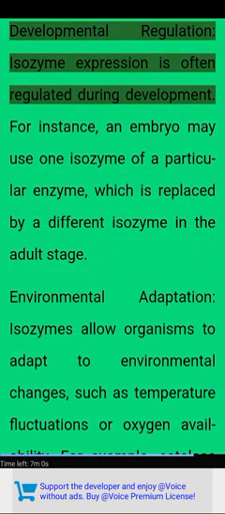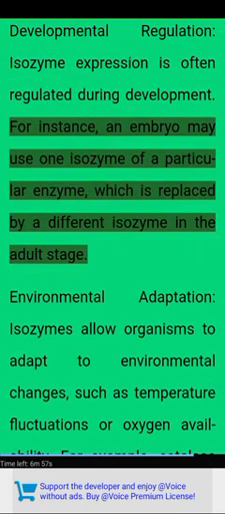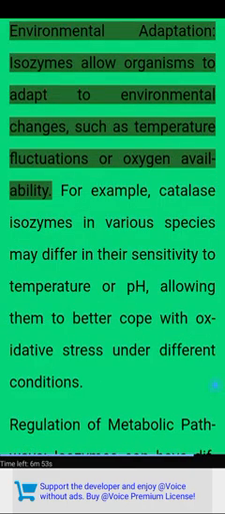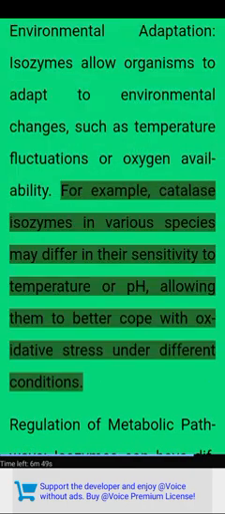Developmental regulation. Isozyme expression is often regulated during development. For instance, an embryo may use one isozyme of a particular enzyme, which is replaced by a different isozyme in the adult stage. Environmental adaptation. Isozymes allow organisms to adapt to environmental changes, such as temperature fluctuations or oxygen availability. For example, catalase isozymes.